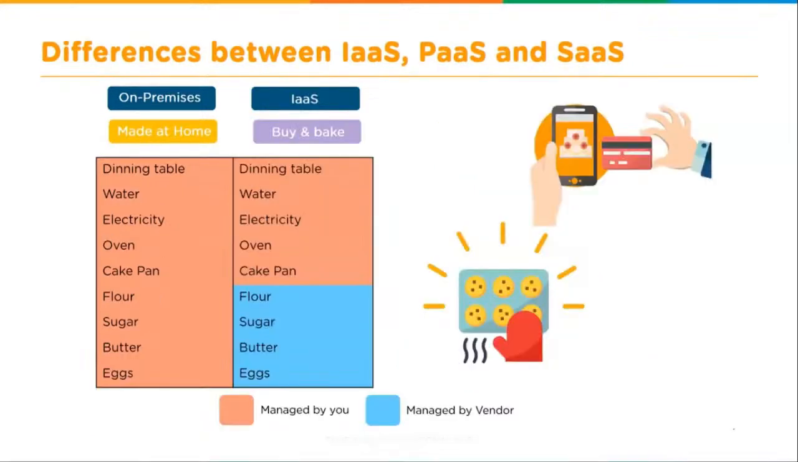The other option you can have is to buy the ingredients and mix and bake the cake yourself. And now this would be like IaaS. Here the infrastructure is managed by the provider and we get to use it and customize it the way we want it. Here the cloud service is a shared responsibility.